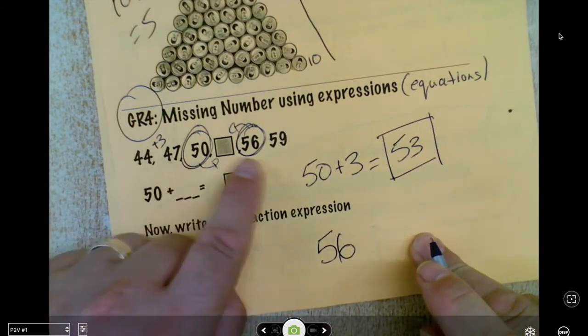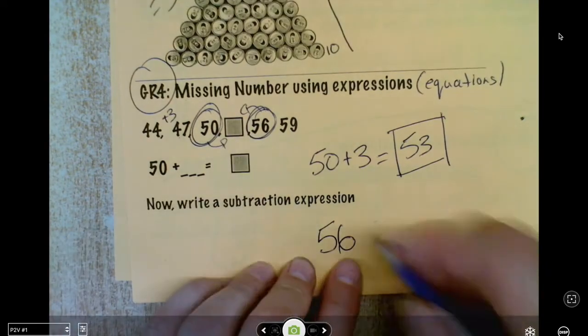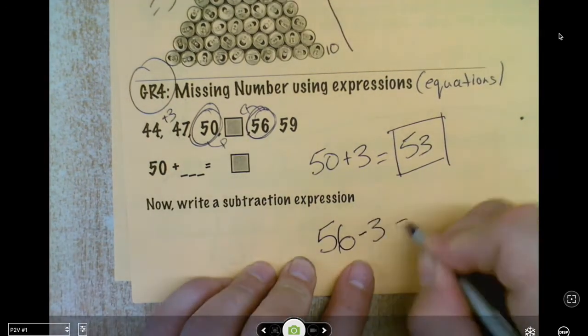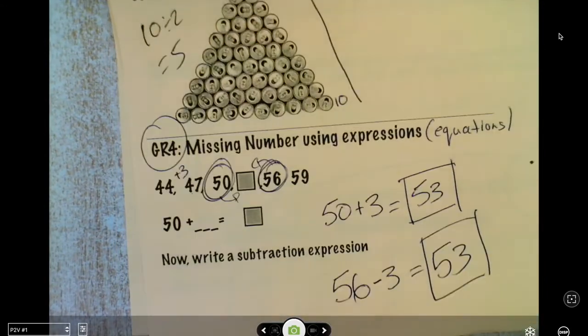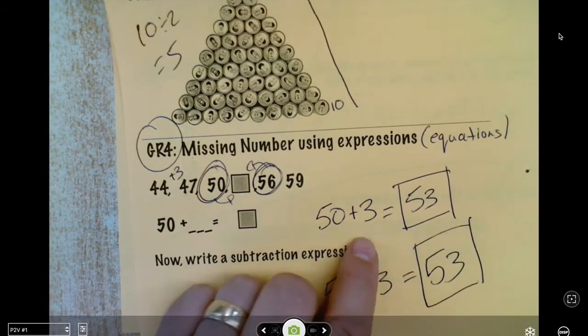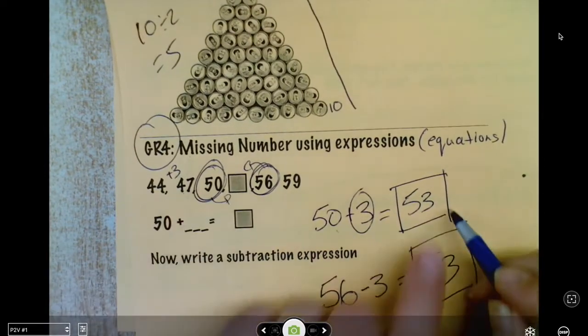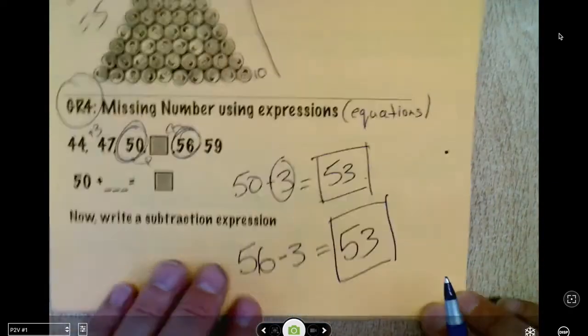Well, I know it's a pattern of 3s this time. Instead of adding 3 to get to 56, I'm going to take 3 away, and that will also give me my total of 53. So if you come up with a mystery box and it's a regular pattern, you can add that amount to the number before to get the number, or you can also subtract it. So that's a kind of an introduction to equations as well.